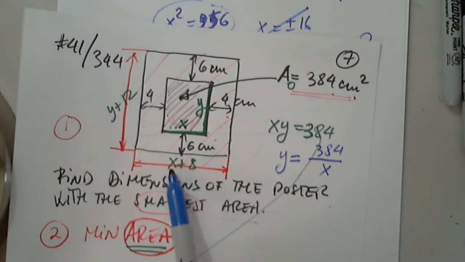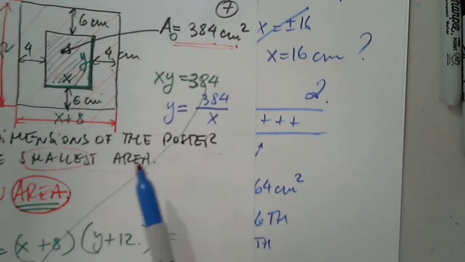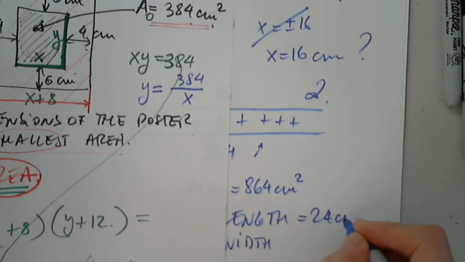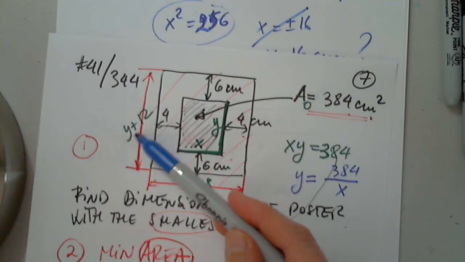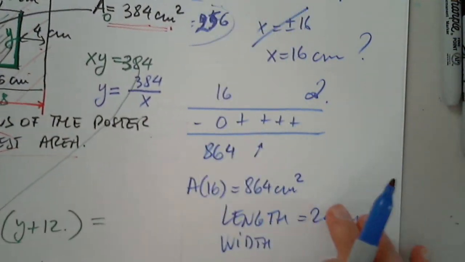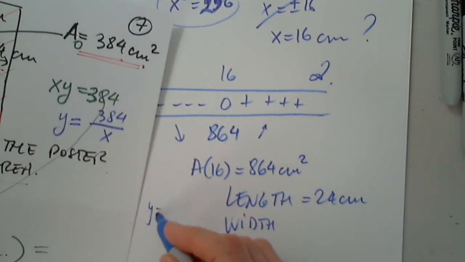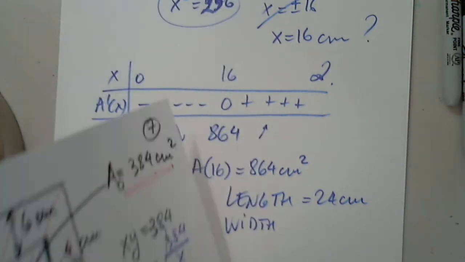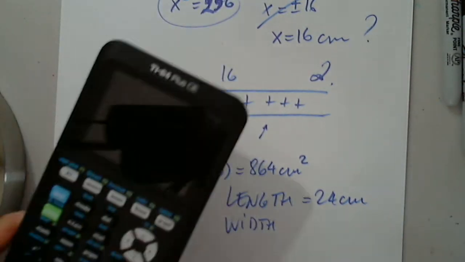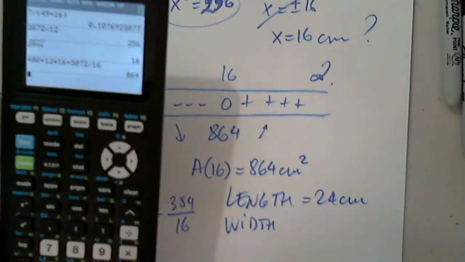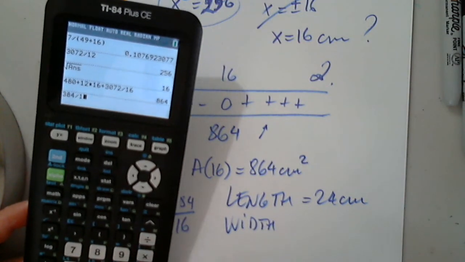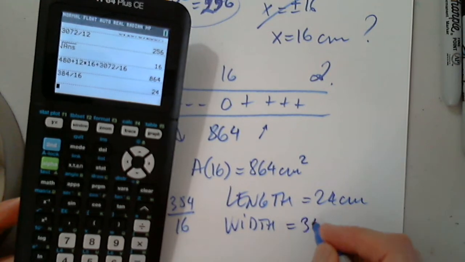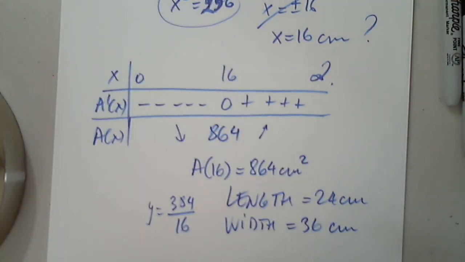Base if you want. So x is 16. 16 plus 8 is 24. And the height is y plus 12, but I haven't determined y. So y equals 384 over 16. And then I have to add 12 to this answer. So what is it? 384 divided by 16. 24 plus 12, 36 centimeters.